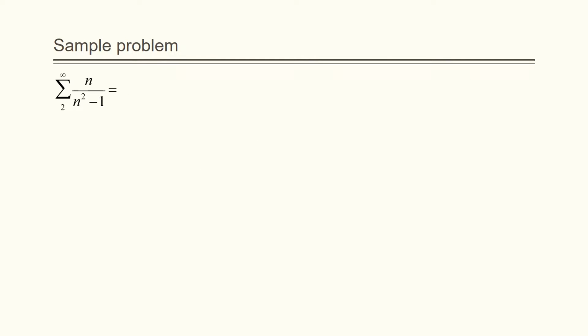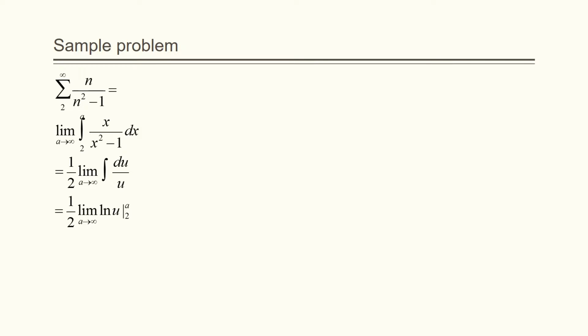For example, the series from n equals 2 to infinity of n over n squared minus 1. We take the integral of that and use the substitution u equals x squared minus 1, and then we get 1/2 times the limit of natural log of u, and that limit goes to infinity. Therefore, the series diverges.